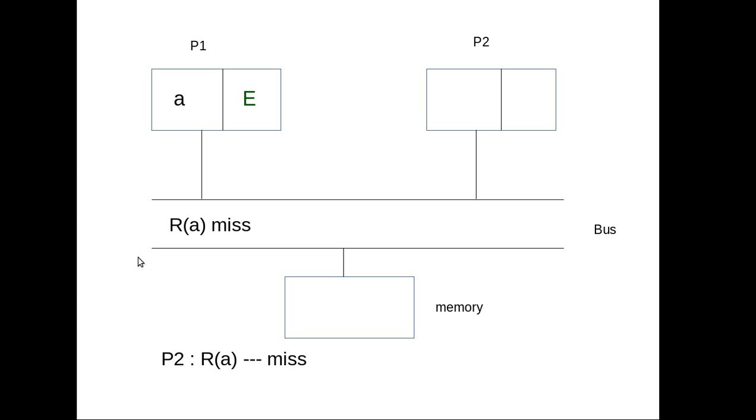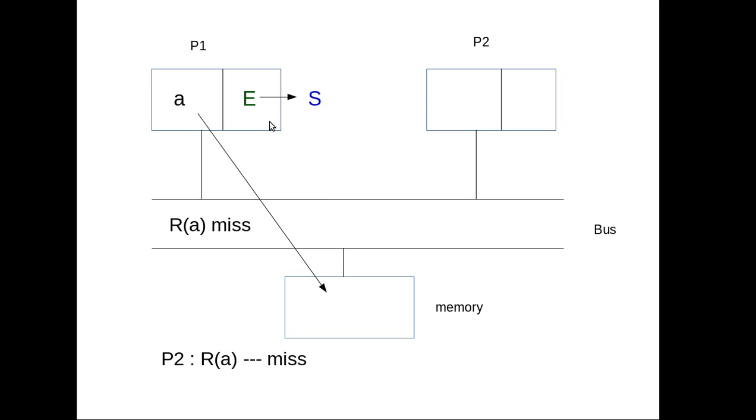So here there was a read miss and data A at P1 is in exclusive state. So this is made to write back into memory. Here we write back into memory, and this moves from exclusive state to shared state. Now the cache line moves from exclusive state to shared state.